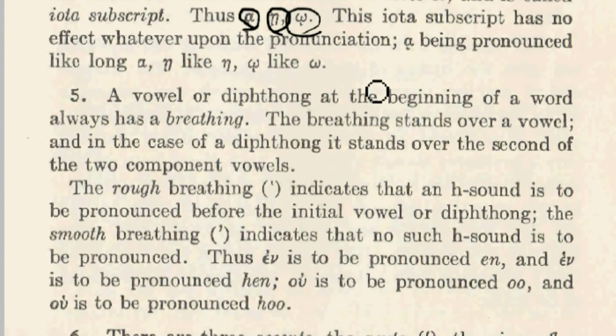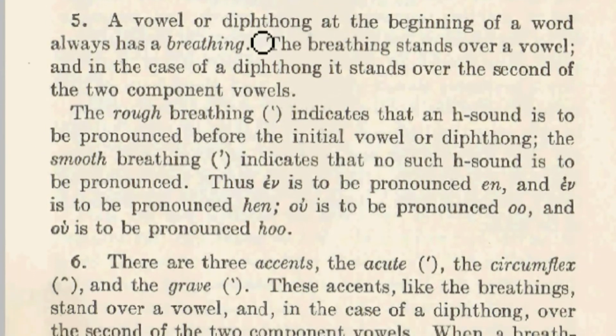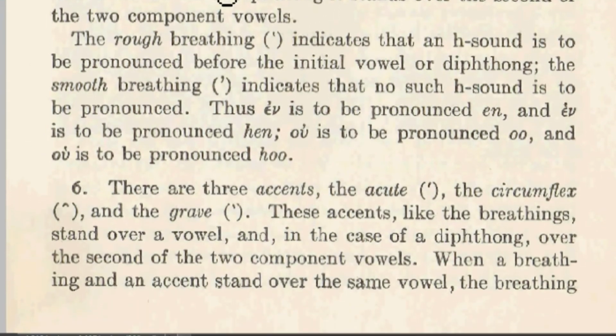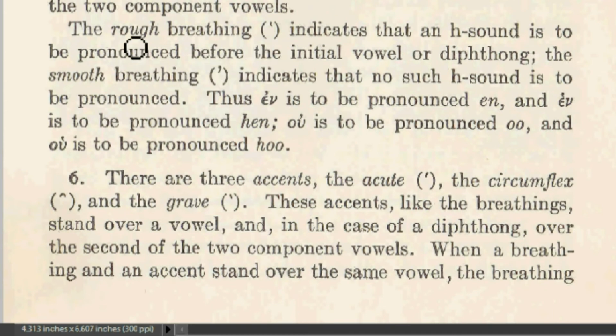Each Greek word that begins with a vowel or a diphthong has what's called a breathing at the beginning. There are two breathings. One is called the rough breathing, one is called the smooth breathing. A rough breathing looks like a backwards apostrophe. A smooth breathing looks like a regular apostrophe. The regular apostrophe as a breathing has no effect on pronunciation.